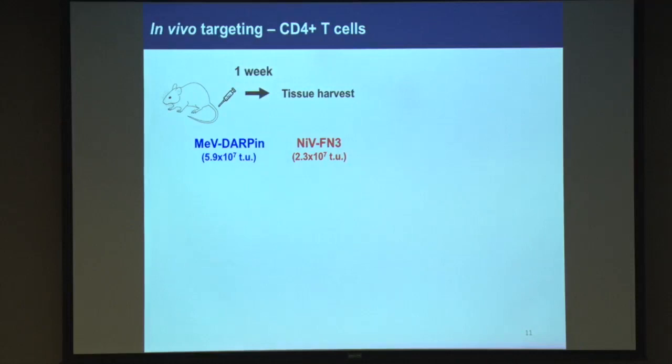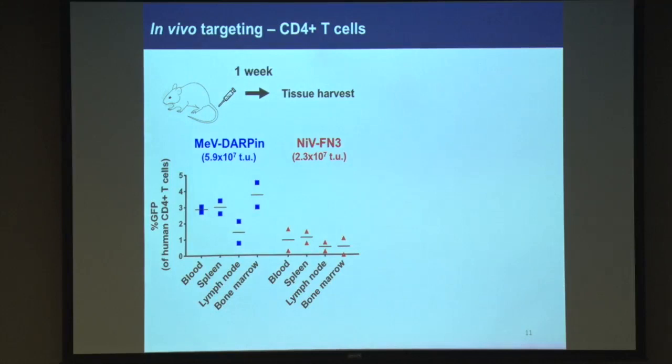So in this experiment, we injected the CD34 mice with these two different vectors at the highest dose available. And a week later, we harvested different tissues and analyzed the GFP expression for the transduction efficiency. From the data, we can see in different tissues, including blood, spleen, lymph node, and bone marrow, both vectors are able to transduce CD4 T cells in the in vivo setup. And the DARPin vector here, due to a higher dose injection, was able to achieve 3 to 4% transduction in vivo in different tissues.